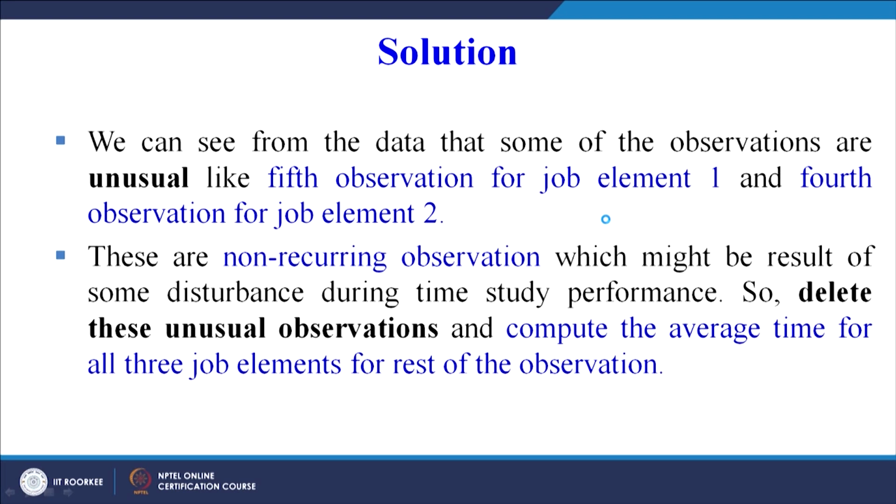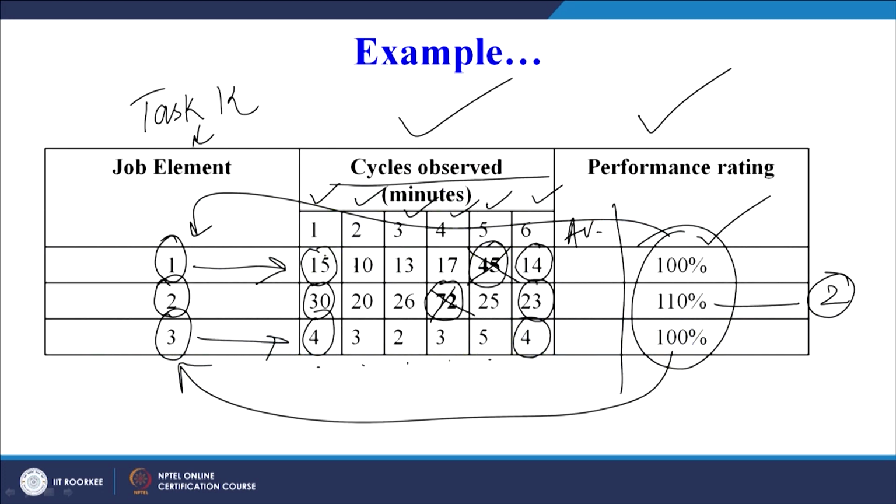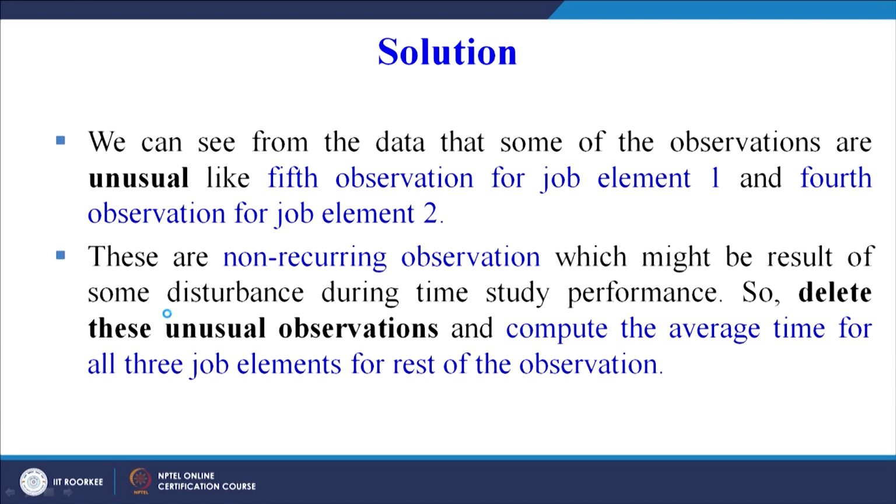We can see from the data that some of the observations are unusual, like the 5th observation for job element 1 and the 4th observation for job element 2. So both these we have to strike out. These are non-recurring observations which might be the result of some disturbance during the time study performance. So delete these unusual observations and compute the average time for all 3 job elements for the rest of the observations. So let us see.